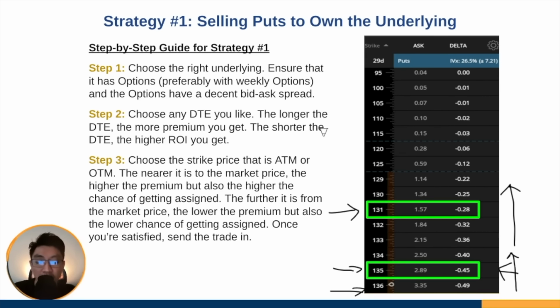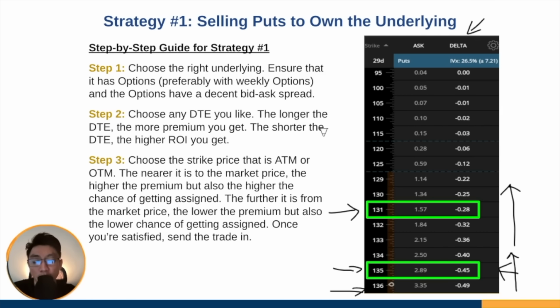Now, in terms of actual numbers for probability, one way you can find out is just by using this column down here called delta, because delta is also an indication of the probability of the strike price being in the money at expiration. So if it's 45 deltas, it just means that there's a 45% chance of you being assigned at expiration. And for this 131 strike, there's a 28% chance of this strike being assigned at expiration, right? Basically, that's what it means.